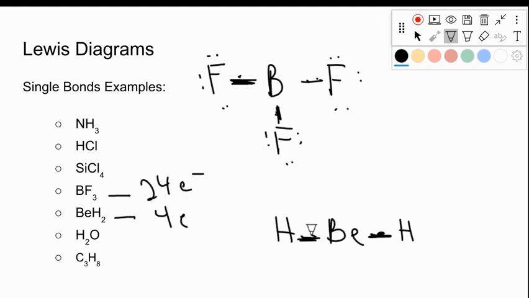So around the beryllium has only 2, 4, and hydrogen only has 2, but that's okay because hydrogen is always going to only have 2, and beryllium is our exception. It is a metal, but because its electronegativity is very close to the electronegativities of other nonmetals, it ends up bonding covalently. And so it is okay having that incomplete octet of only 4 electrons.